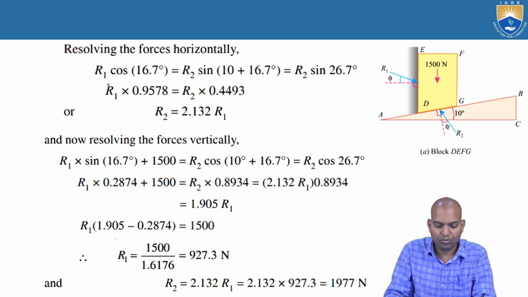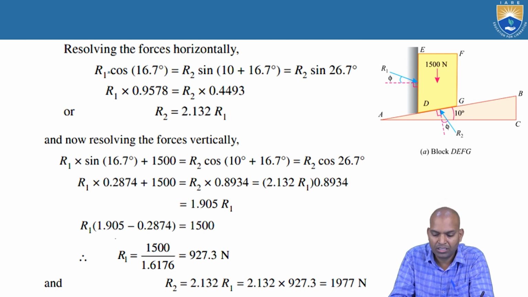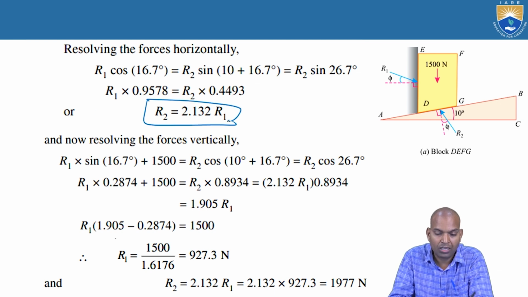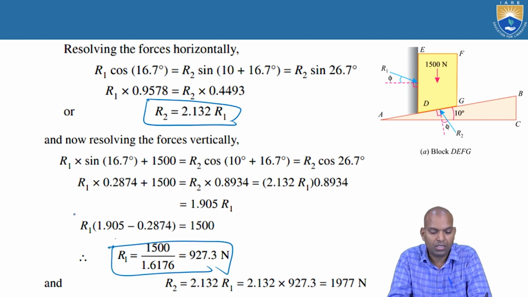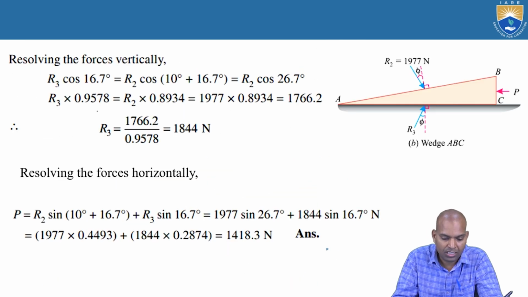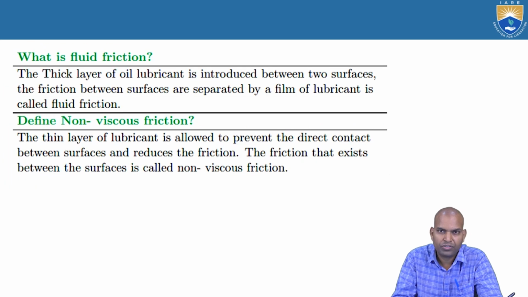Apply the resulting forces on the body, that is R1 cos 16.7 equal to R2 sin of 10 plus 16.7. This is the relation between R2 and R1 equation. Another one, resolving the forces vertically, then you can find out R1, substitute this R1 in R2 equation, then R2 can be obtained. Okay, thus we can solve. These are the forces.